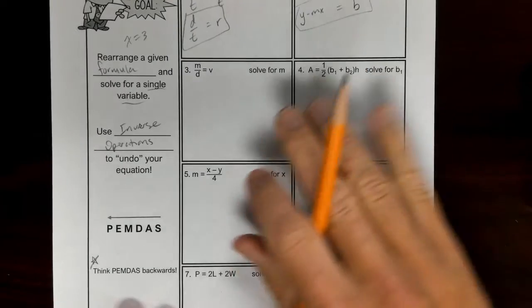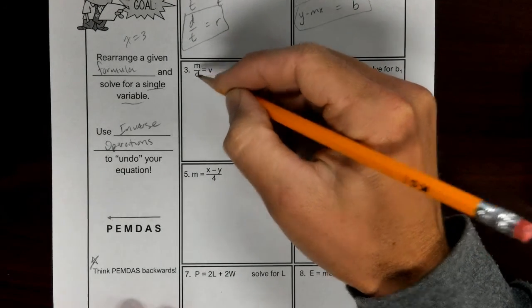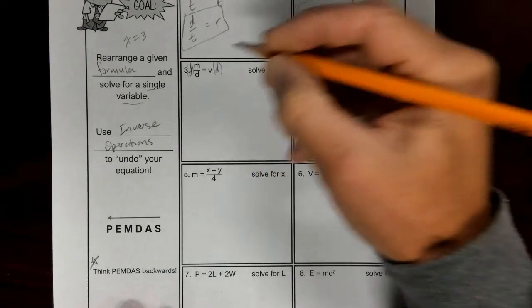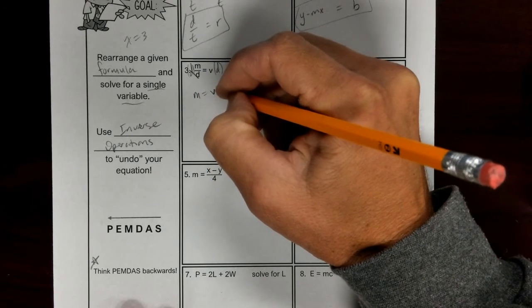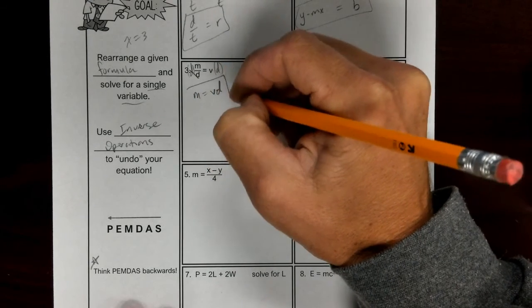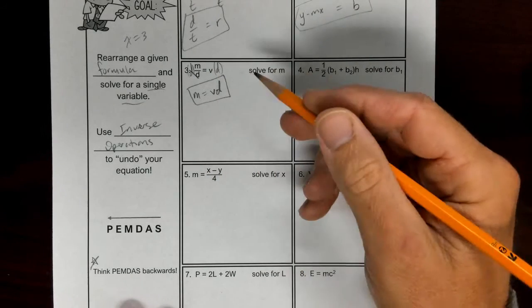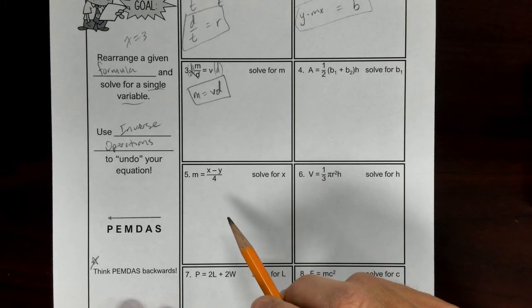Number 3, solve for m, right? This is m divided by d. I want to get rid of the divided by d, so I'm going to multiply by the variable d on both sides. That cancels out. You're left with m equals v times d. Again, that's as far as we can go. Those are not like terms. We don't know what v and d are. We don't know what numbers they are, so that's your answer.